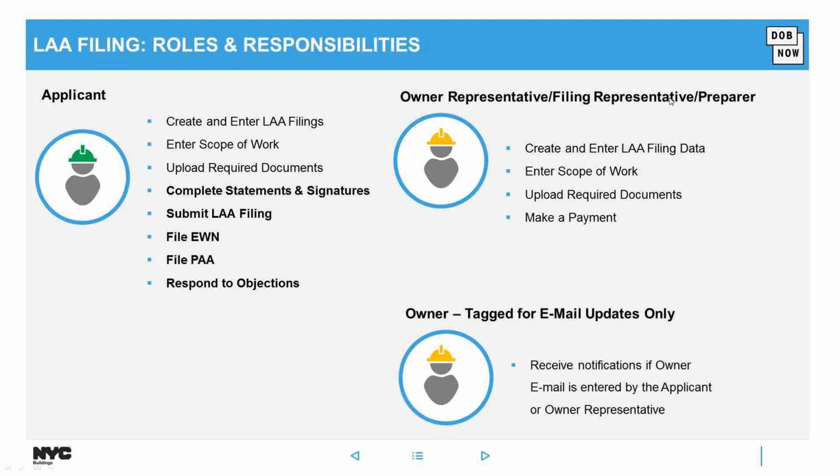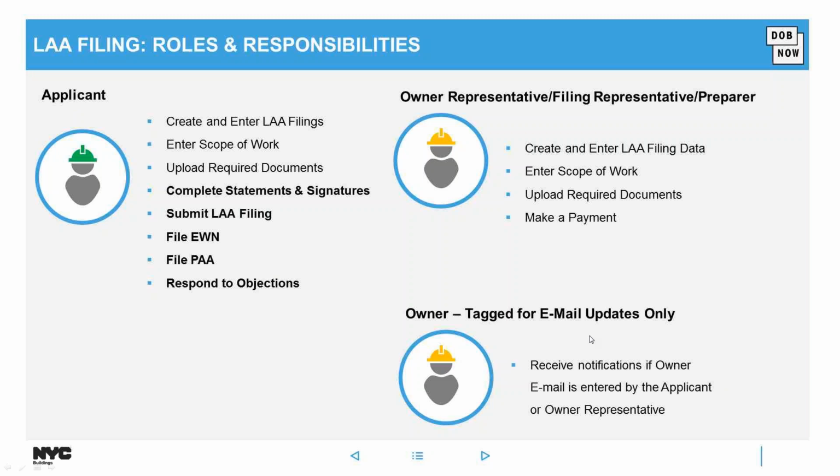Owner reps, filing reps, or preparers who are registered in eFiling also have the ability to create and enter LAA filings, enter the scope of work in those filings, upload required documents, and also make a payment for any fees related to those LAA filings. But they don't have the ability to actually submit the filings, so they can't electronically sign, and they can't file any EWNs or post-approval amendments, or respond to objections on behalf of the applicant.